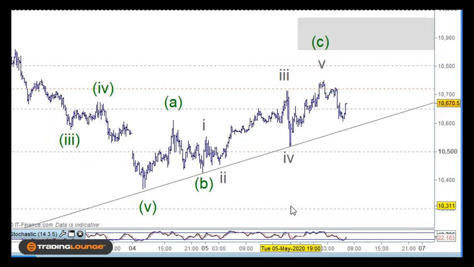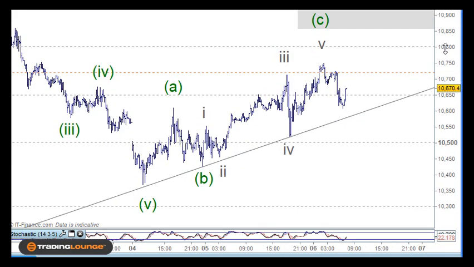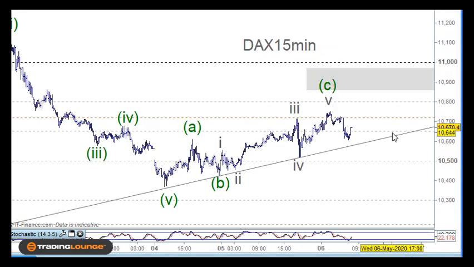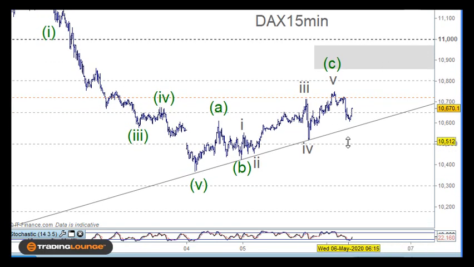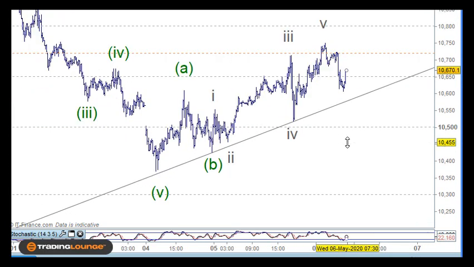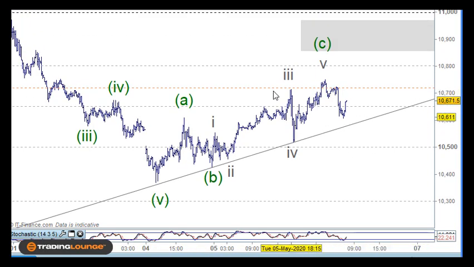Yeah. So with this one here, that wave A could also sit on top here, actually, as a wave A here. Not to worry, but let's just go to the tick chart.